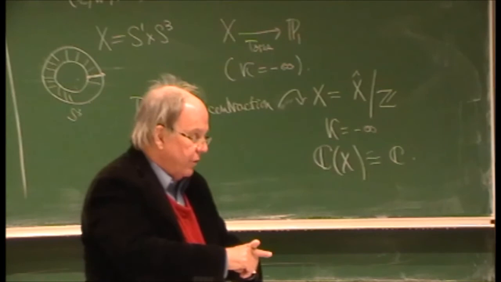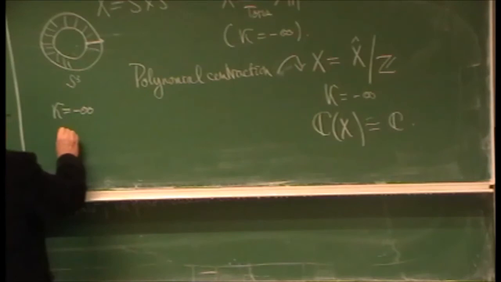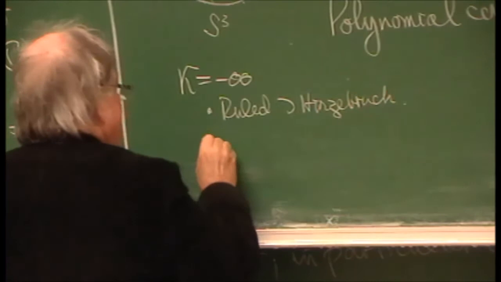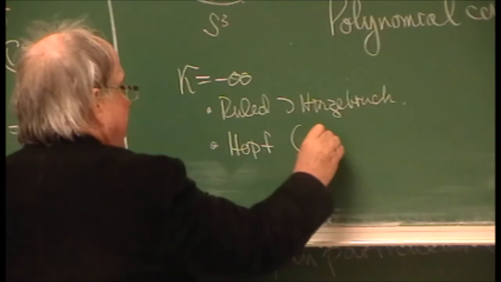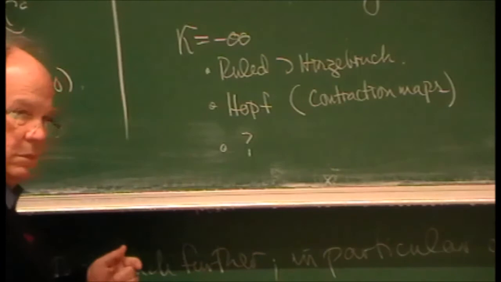So let me just complete my little lecture today by saying, okay, the Kodaira dimension minus infinity, the three-thing rule, and inside of this Hopf surface, then what the heck do we talk about? What else do we talk about? Hopf. And using the classification of contraction mappings. These are definitely not algebraic. And then question mark. This is still very much open.